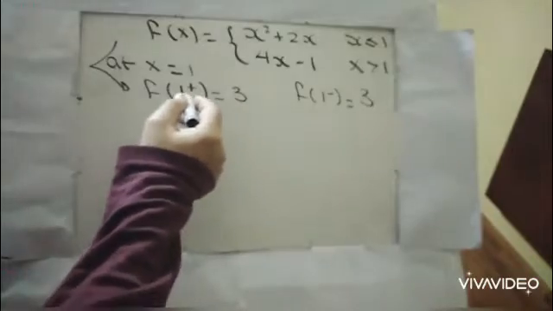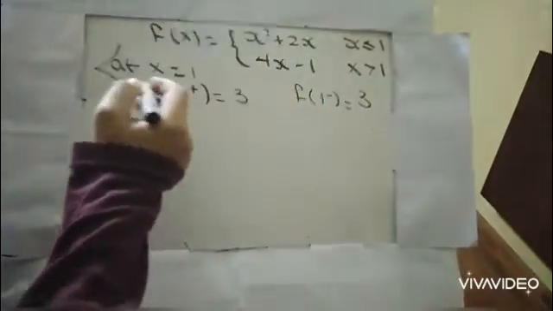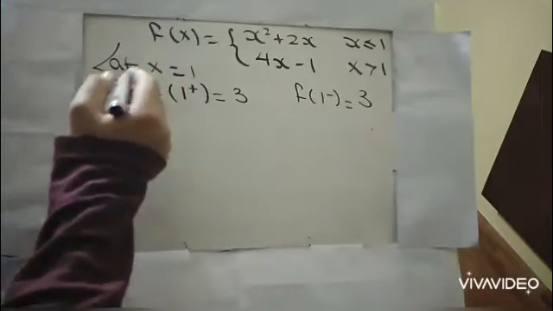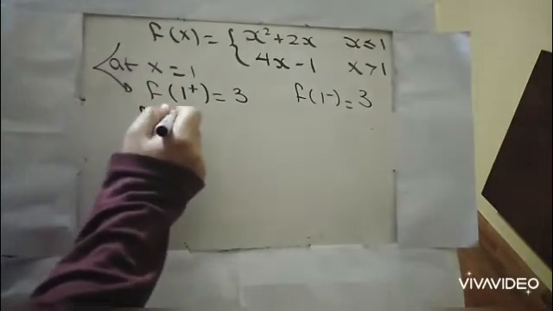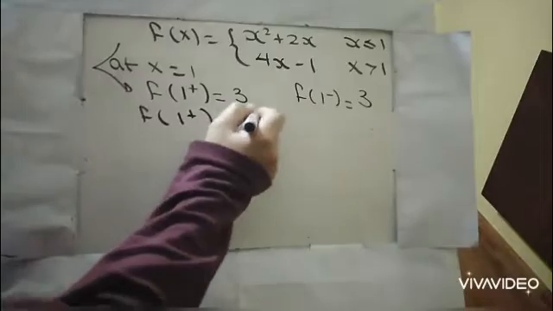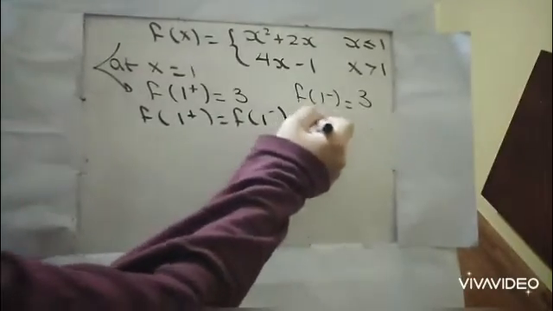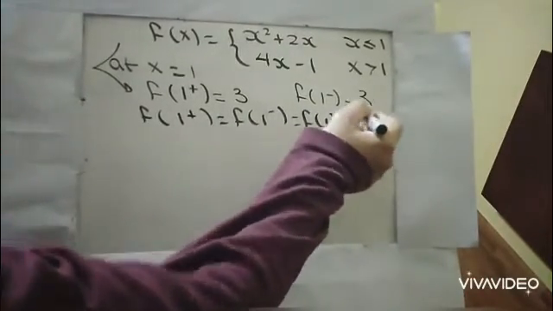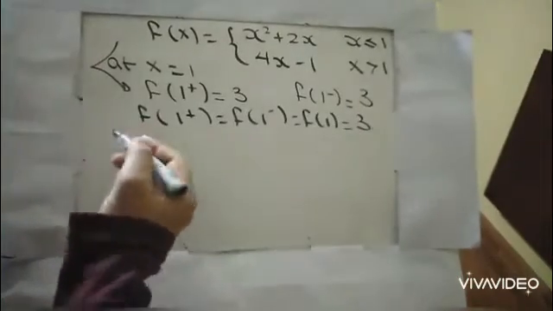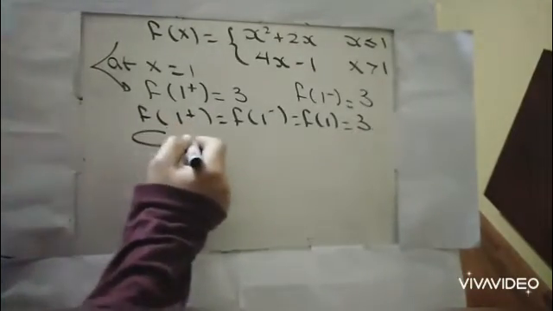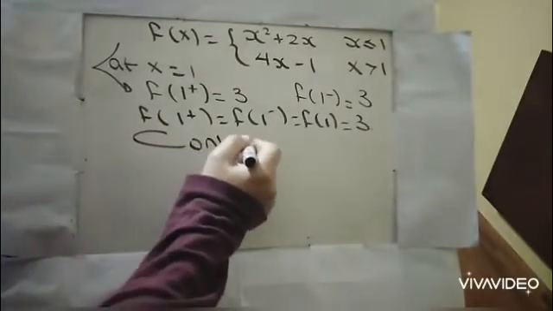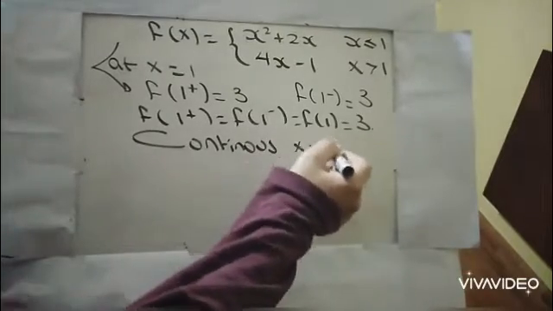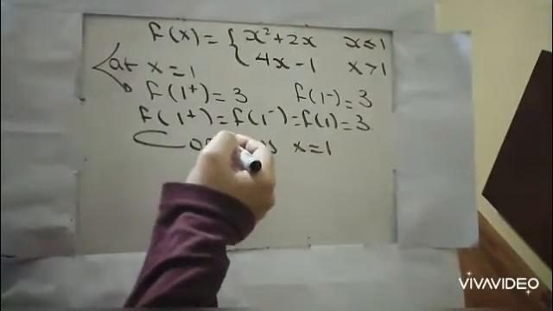As we see here, f(1) positive equals f(1) negative equals f(1) itself. So it exists. So the limit exists. f(1) positive equals f(1) negative equals f(1) itself, and all of them are equal to 3. This means the limit exists. This means it's continuous at x equal 1. Now I can discuss differentiability.